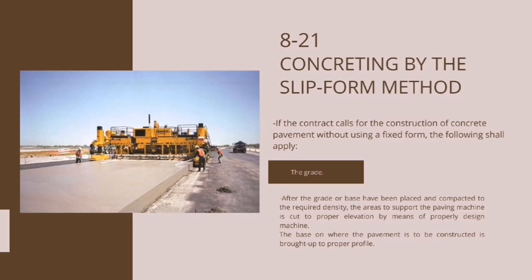Next is concrete by the slip form method. If the contract calls for the construction of concrete pavement without using a fixed form, the following shall apply. First is the grade. After the grade or base have been placed and compacted to the required density, the areas to support the paving machine is cut to proper elevation by means of properly designed machine. The base where the pavement is to be constructed is brought up to proper profile.